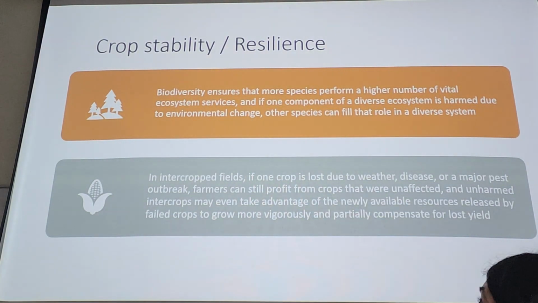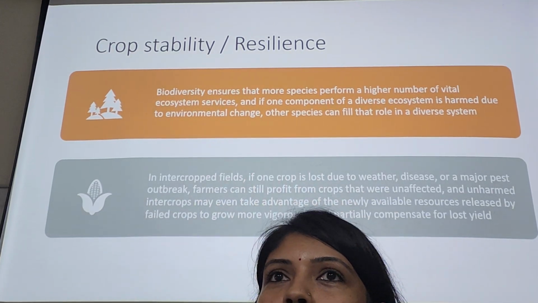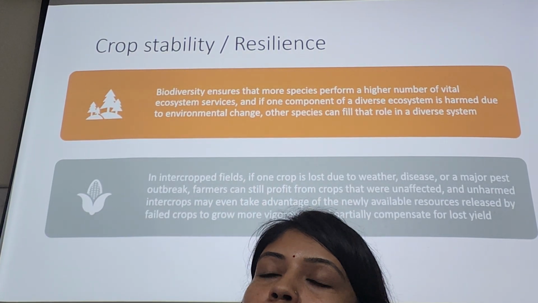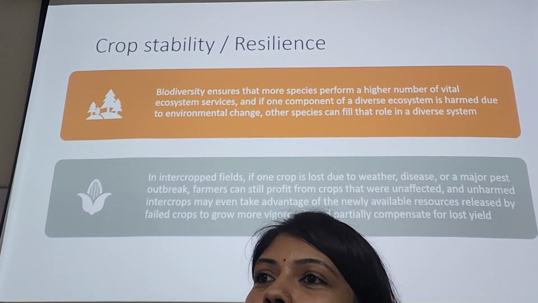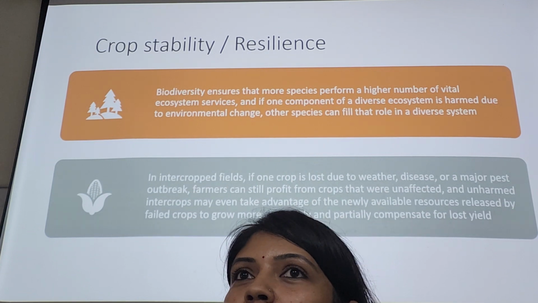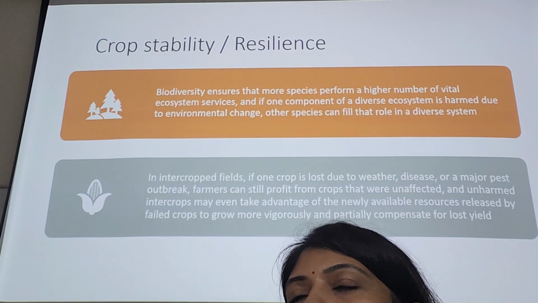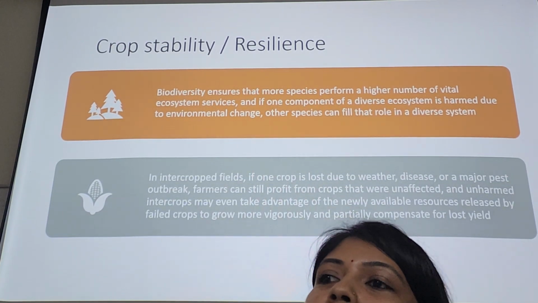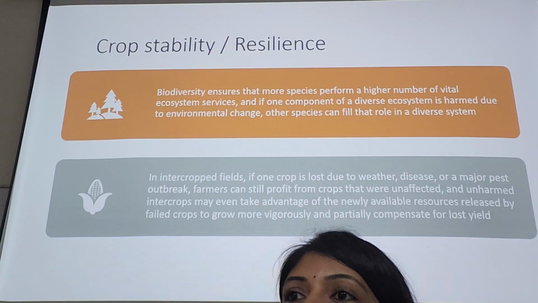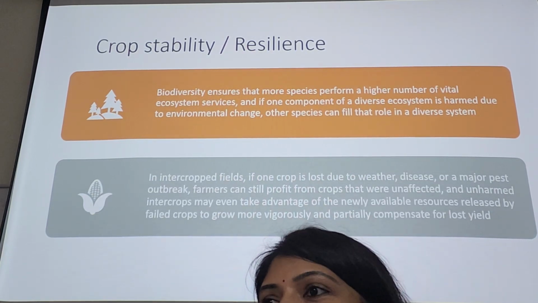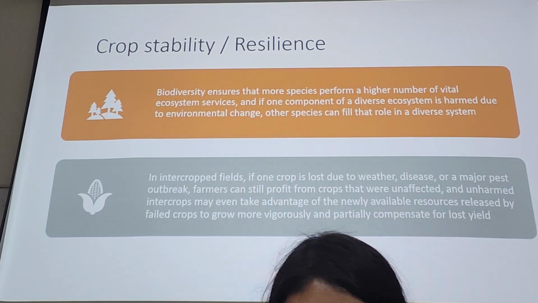So in terms of crop stability and resilience, as we know, in intercropping we usually use different species of plants planted together. So in case there is a disease or there is drought or something like that, usually only one species of plant gets damaged by a certain disease. So the other crop can compensate for the yield for the farmer. So you don't completely lose your harvest for that season.